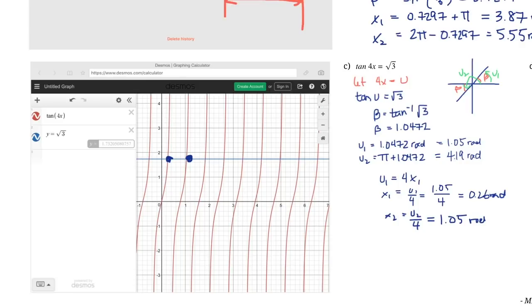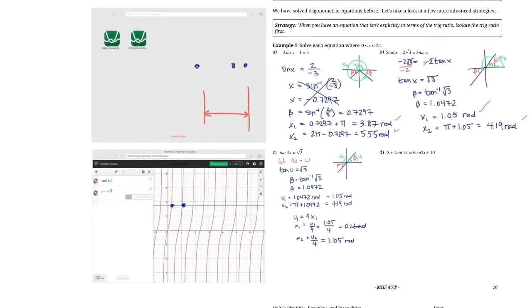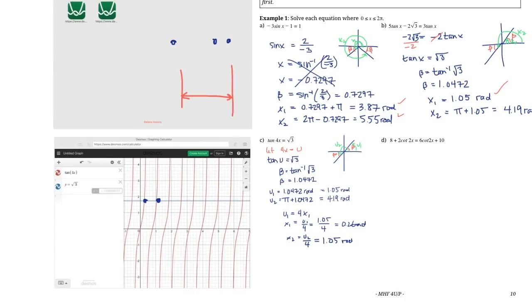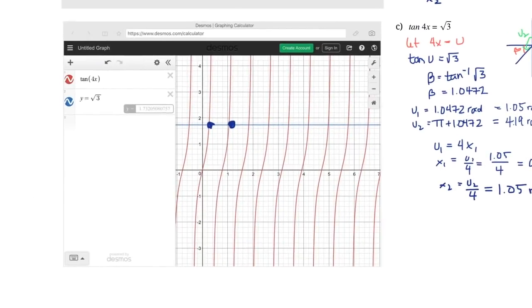Are we done? Well, think about what the question was actually asking us for. Zooming back out, going back up here. The question asked us to solve each equation between 0 and 2 pi. So that means we want to solve the question between 0 and 2 pi, which is about 6, right? So we're looking for all the solutions between 0 and 2 pi. Are those the only two solutions? No, they're not.